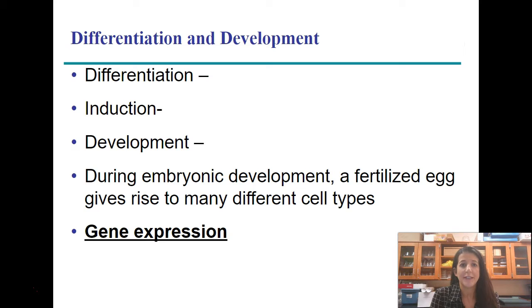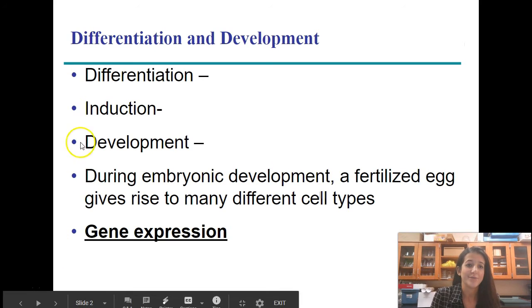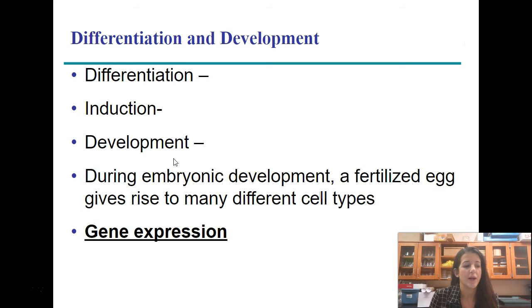So induction is just the influencing of one cell. So one cell influences another's growth and development. So induction in turn then is going to influence that differentiation. So development is just the organism as a whole, how it's going through that growth and differentiation. So during embryonic development, a fertilized egg gives rise to many different types of cells, and that's because of this differentiation process where we're turning on and off genes. So when we turn on and off those genes, it's going to affect that gene expression.